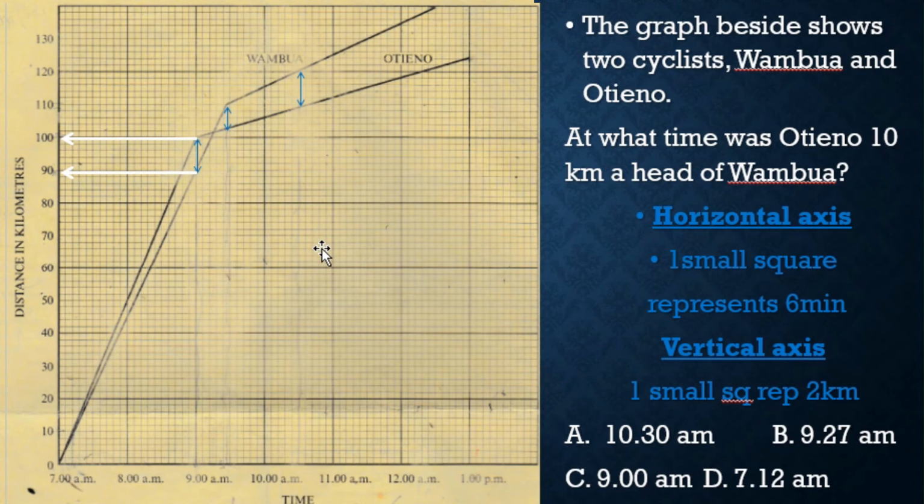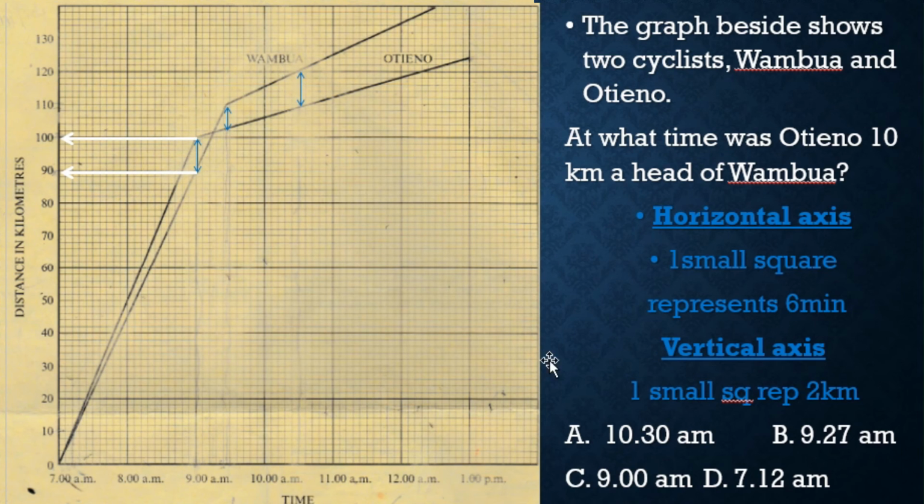The graph beside shows two cyclists, Wambua and Otieno. At what time was Otieno 10 kilometers ahead of Wambua? So when we are starting the journey here, who is ahead? This line here, the one who is steeper, is the one who is ahead, and this is Otieno. This is the time Otieno was ahead. And when they meet at this point where the lines meet, now Wambua is the one who is ahead. So we want to see that time when Otieno was 10 kilometers ahead of Wambua.